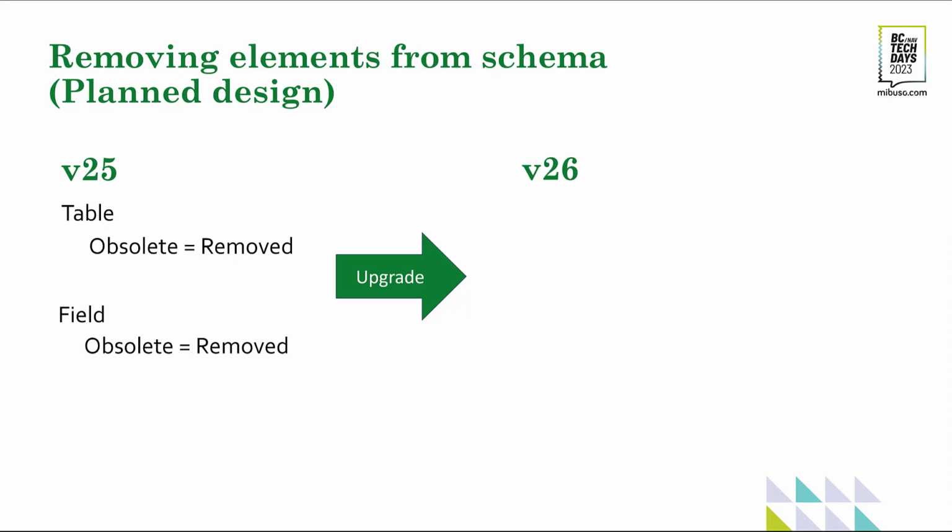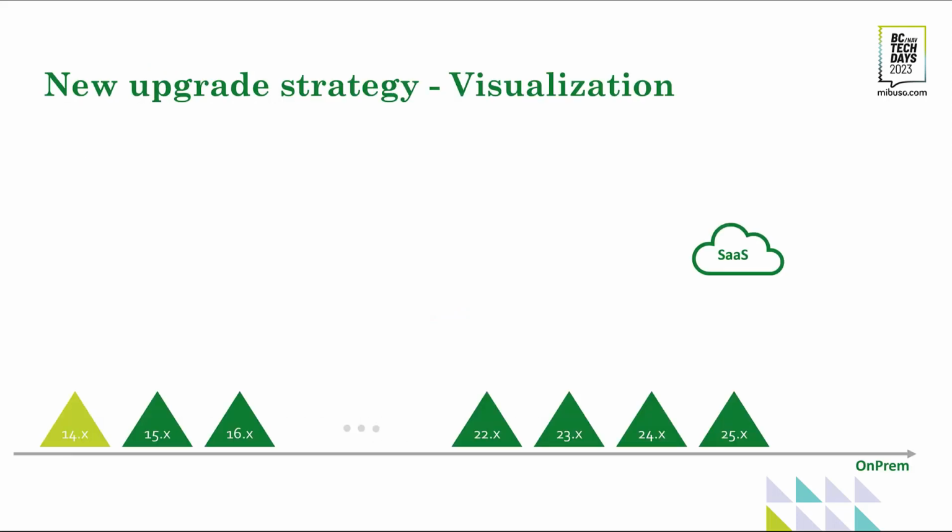So, in short, the only thing that you need to do to remove the table and the field from the schema is to have a version in which it is obsolete removed, and then in the next version you can delete it. We do not enforce any kind of schedule to the partners regarding the breaking changes. However, we as Microsoft need to follow the schedule, otherwise we would be breaking it.